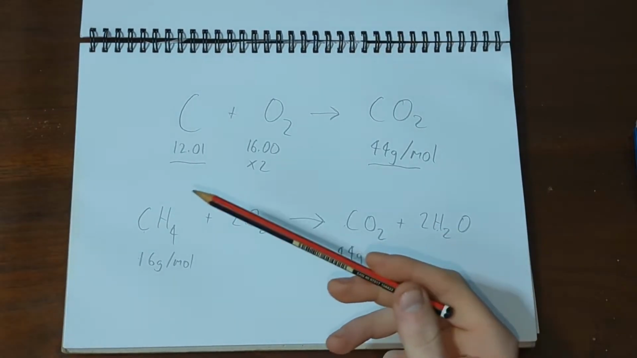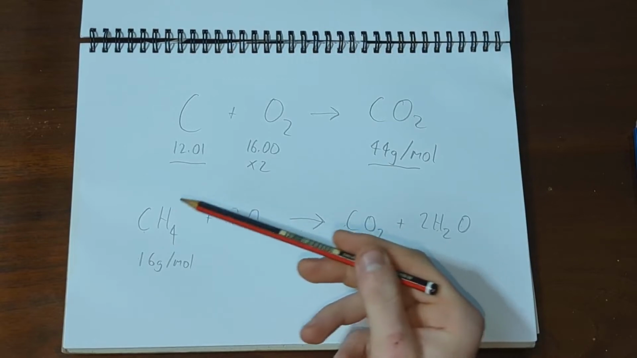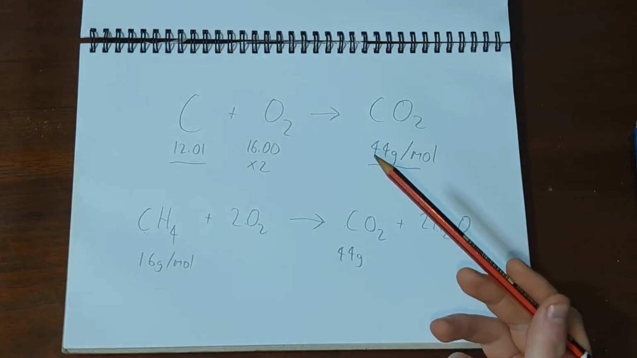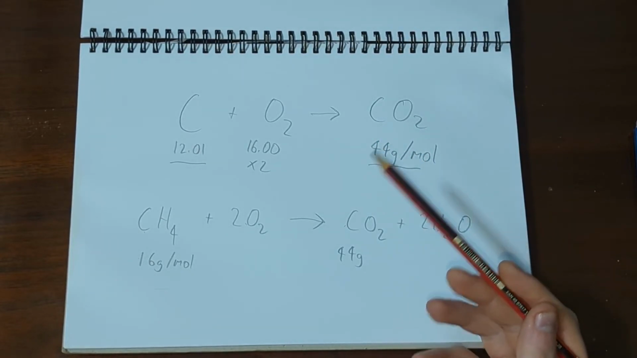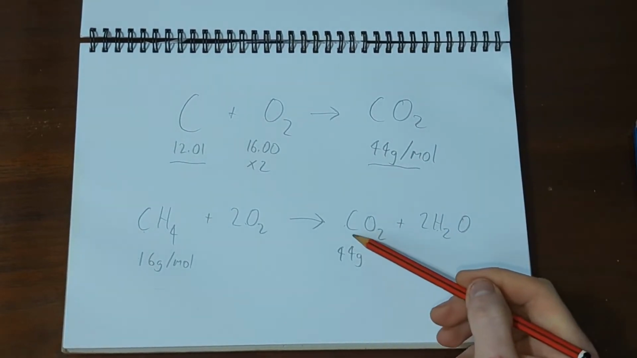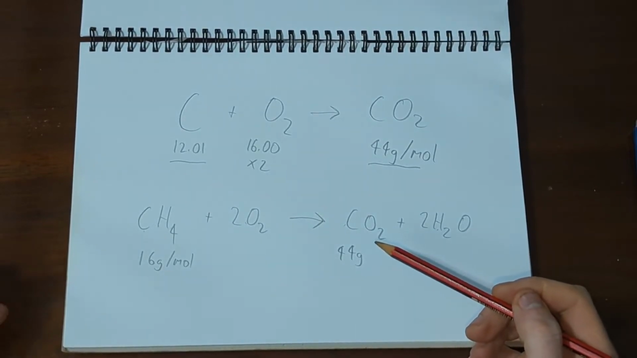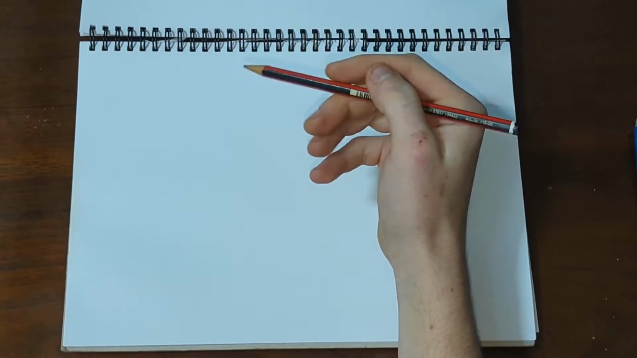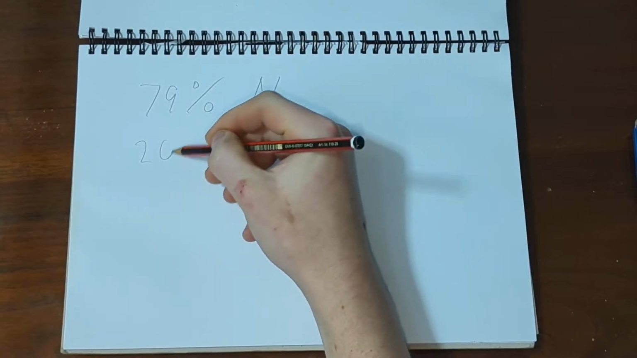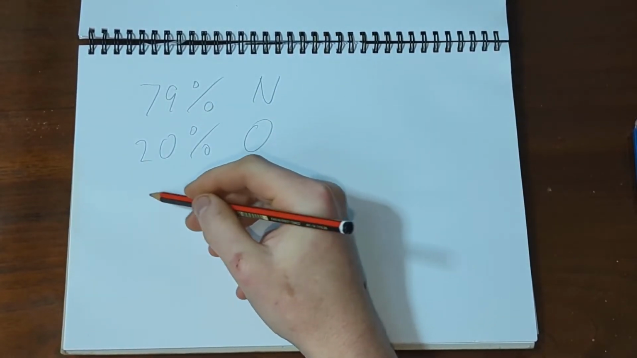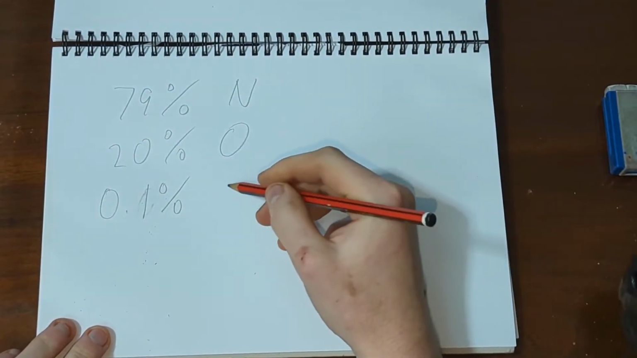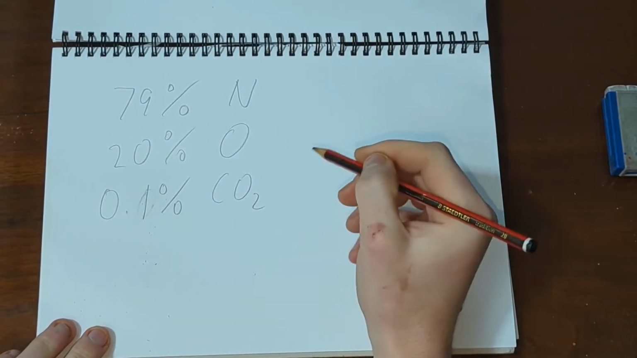So basically what I'm trying to show here is if you have petrol, diesel, something like that, when it burns, say you have 50 litres or 50 kilos of diesel, when it burns, it becomes 150 kilos of carbon dioxide gas. It basically triples. So why is this so substantial? About 79% of the atmosphere is nitrogen, about 20% is oxygen, and about 0.1% of the atmosphere is carbon dioxide.